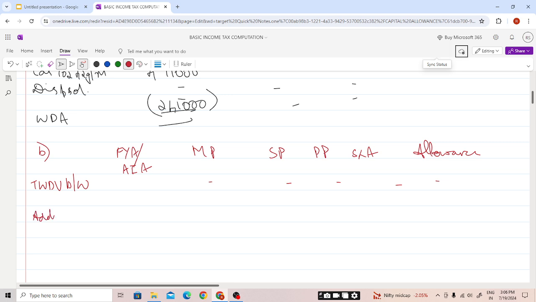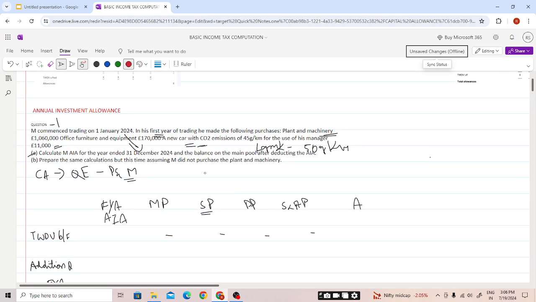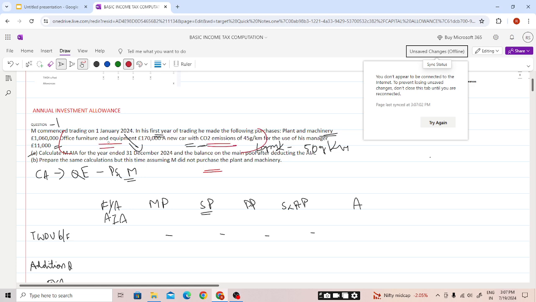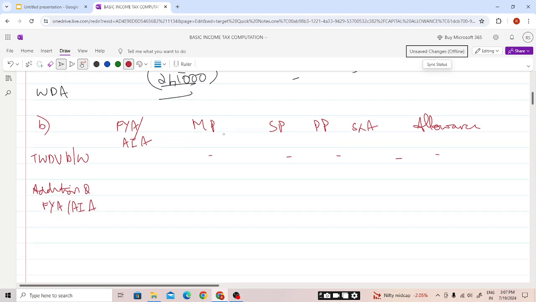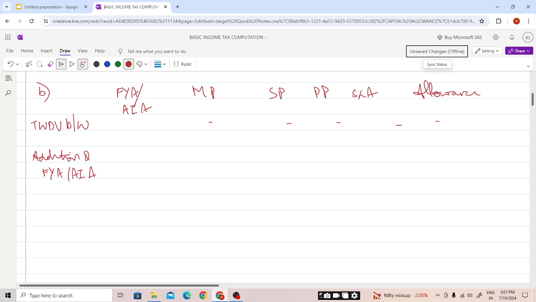Then additions qualifying for FIA and AIA. As we have seen in question number B, M did not purchase the plant, only these 2 items were purchased, CO2 emission car and furniture equipment. So the furniture equipment for office will qualify for AIA, that is office furniture and equipment, 170,000. The limit of AIA is 1 million pounds and this is within the limit. So AIA will be available on the full amount. So in the allowance column we'll write 170,000 allowance and no excess.